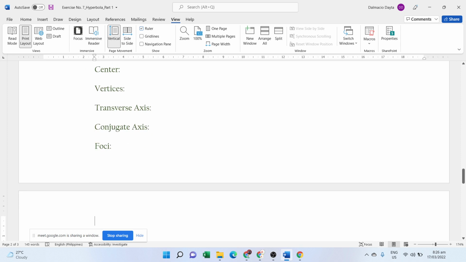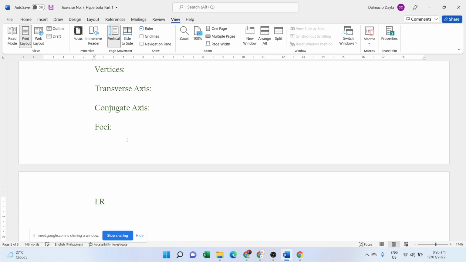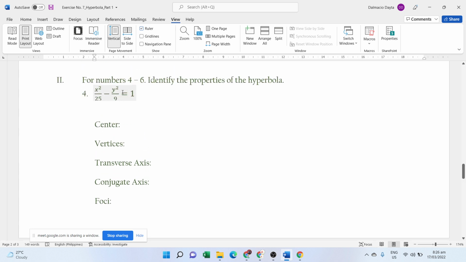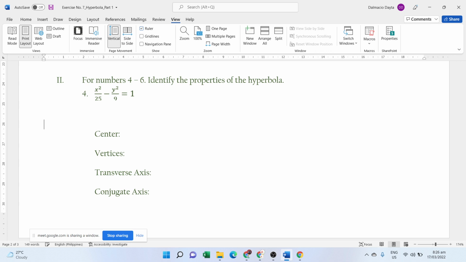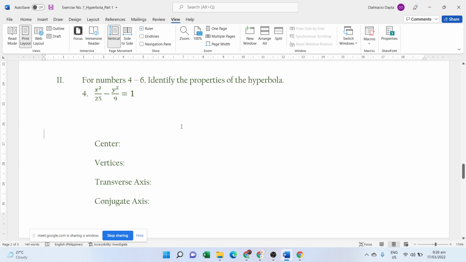What else are we getting? The length of the latus rectum. What else? Ends of latus rectum. Before you identify the properties, no, it is easier if you identify first the values of A, B, and C.